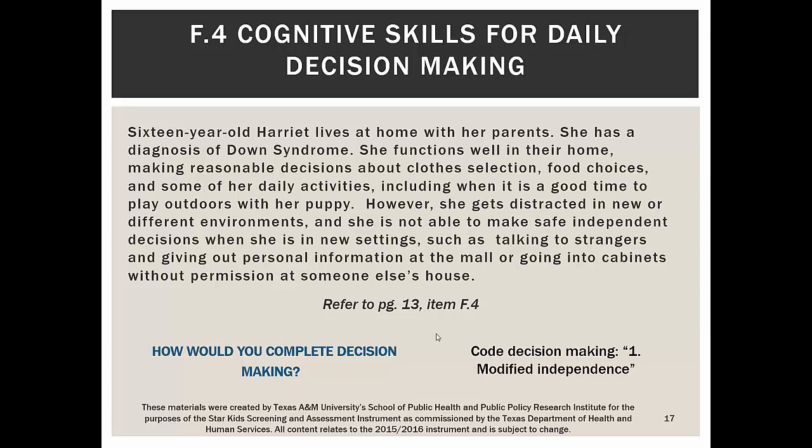So the prompt suggests that Harriet makes reasonable decisions in her daily setting. The question is geared towards daily decision making. Therefore, we'd code this with a 1 for modified independence. She still has some trouble in unfamiliar situations, therefore she isn't completely independent.